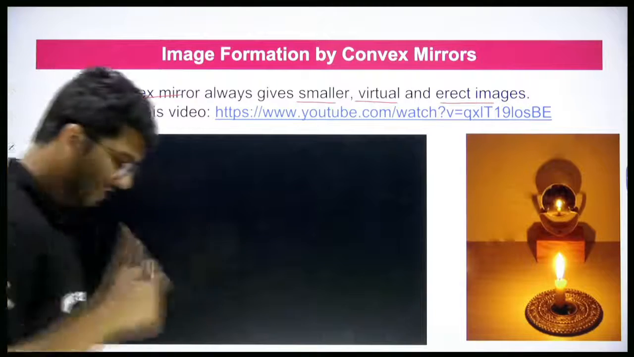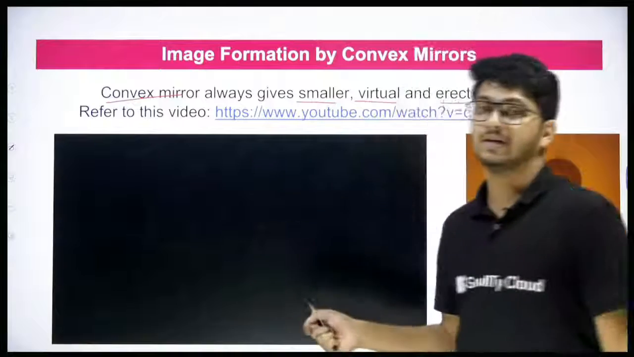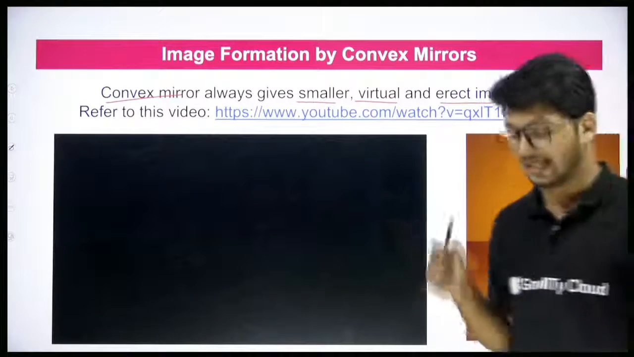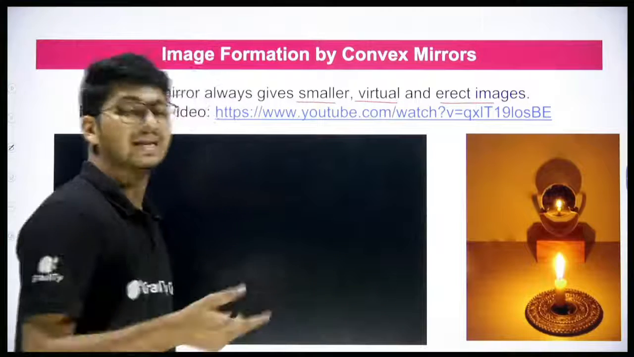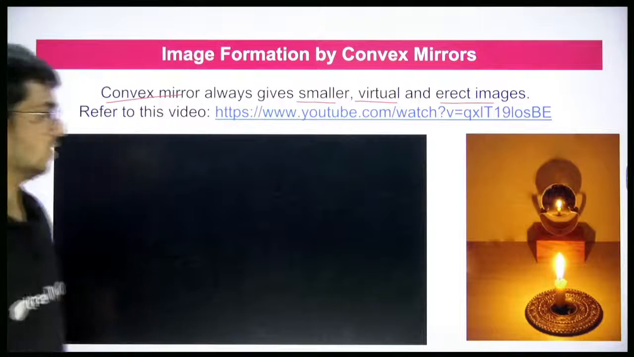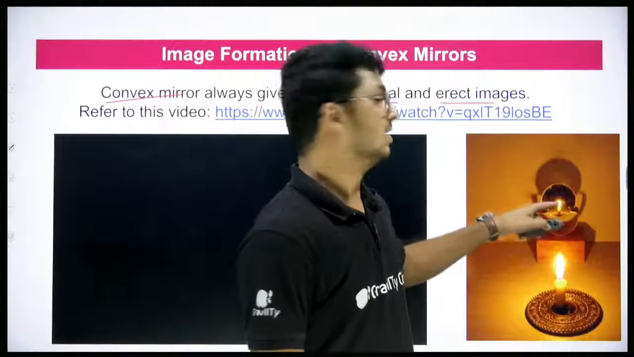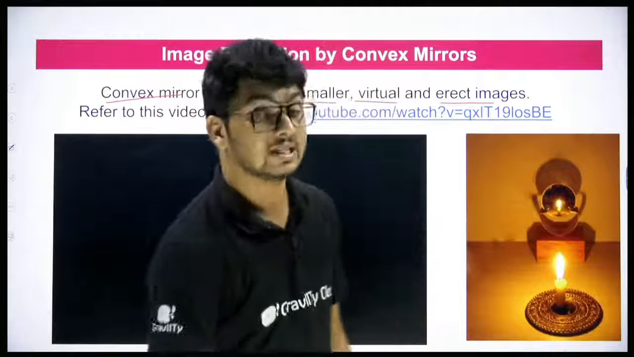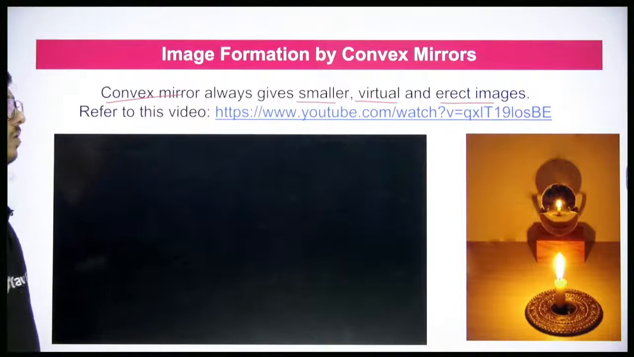A concave mirror will give what? It will give both real and virtual, but a convex mirror will only give virtual, and that too smaller, right? Smaller images which are erect and virtual. Convex mirror. Simple point. You can look at that here also. The candle is the object, this is the mirror, and the image is what? The image is smaller than the object. Good? Okay, wonderful.